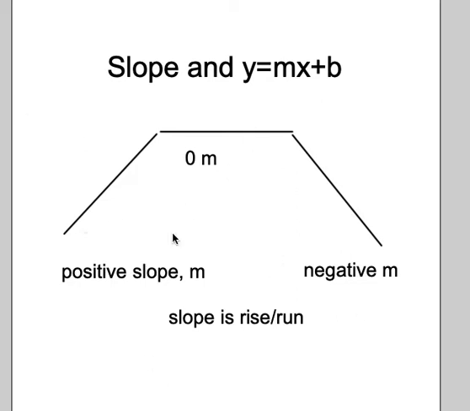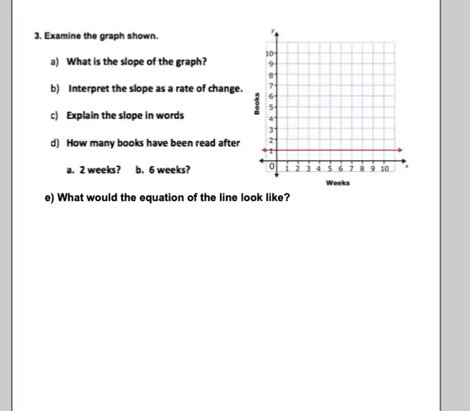Oh, and this isn't anywhere, I just made this up right now, so it's not in your notes, but we will use this page, which I think is page 6 in our notes. So examine the graph shown. So here we got weeks is the x-axis and books is the y-axis.